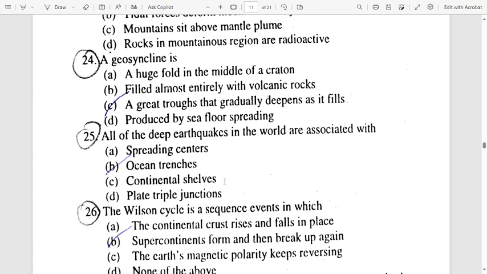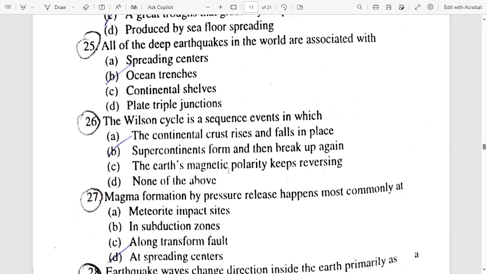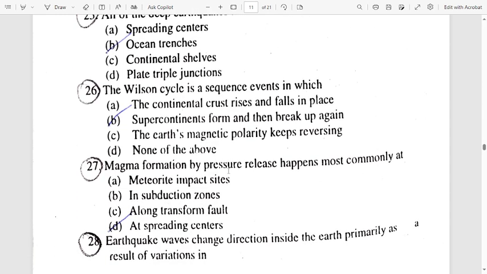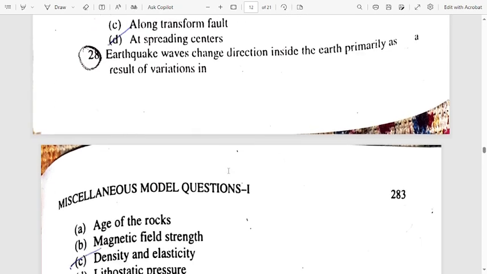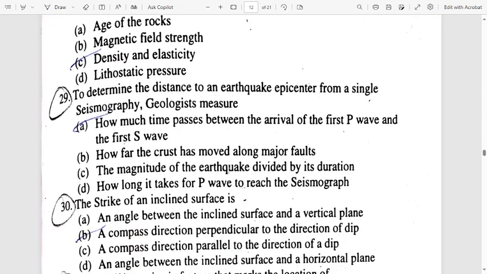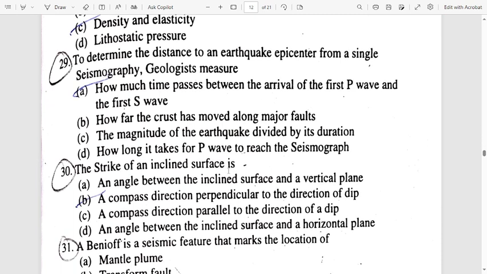The Wilson cycle is a sequence of events in which supercontinents form and then break up again. Magma formation by pressure release happens most commonly at spreading centers. Earthquake waves change direction inside the earth primarily as a result of variations in density and elasticity. To determine the distance of an earthquake epicenter from a single seismograph, geologists measure how much time passes between the arrival of the first P wave and the first S wave.